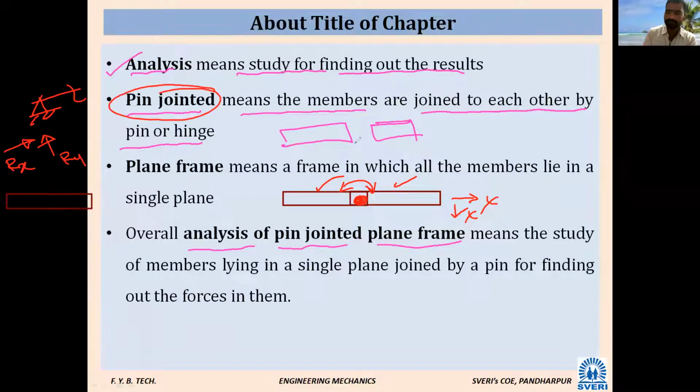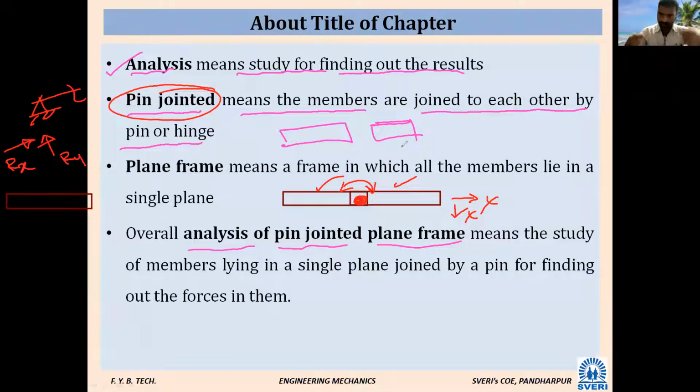pin jointed. Pin joint means, you consider this is one plate, this is one plate. These two plates are fitted and one bolt is put, that will mean you can rotate like this. Is it visible in the video? Yes, sir. You can rotate the plate, but you cannot move in horizontal or vertical. So this is pin jointed.